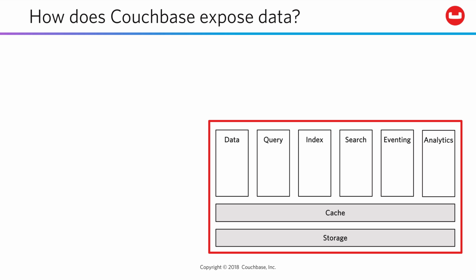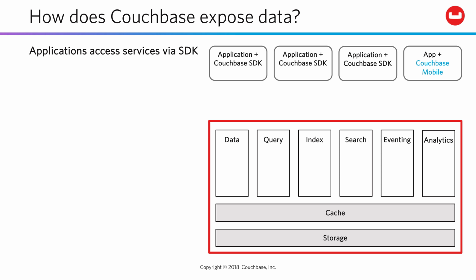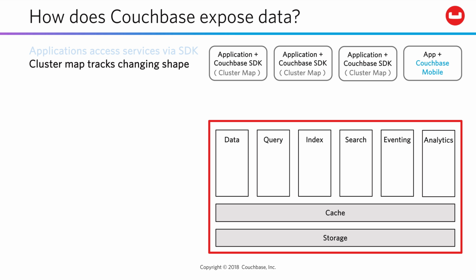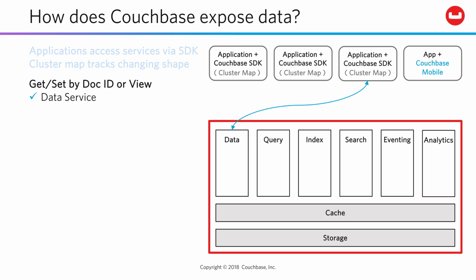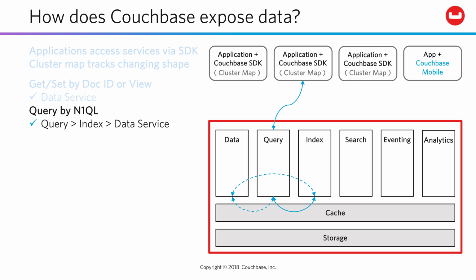So how does Couchbase expose data? Well, applications access Couchbase services directly via our SDKs, which stay aligned with the current shape of your cluster via cluster maps. Key value get-set operations or access to MapReduce views happen through direct contact with any node exposing the data service. On the other hand, N1QL queries will be passed to a query service node for planning, which will then interact with the index and data services to complete and return that query.